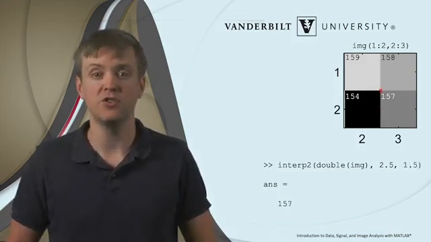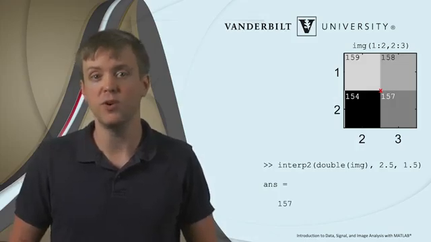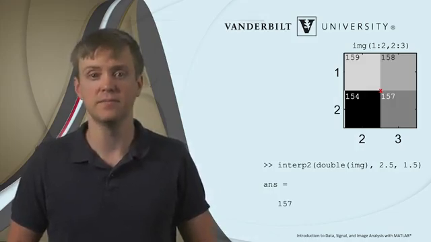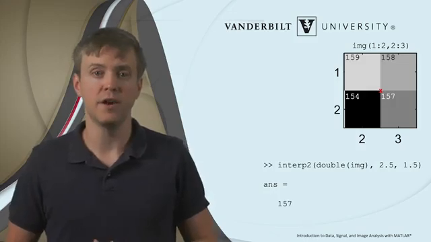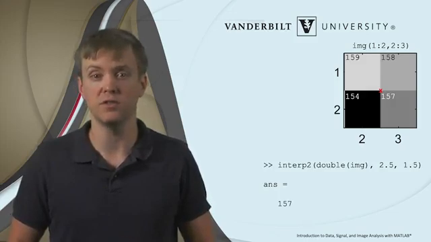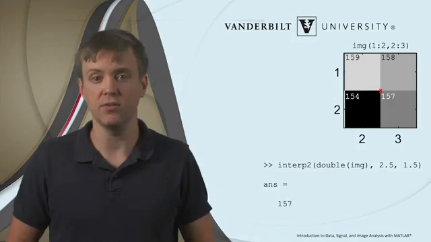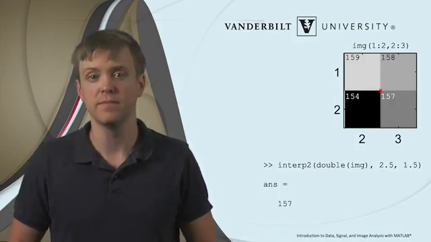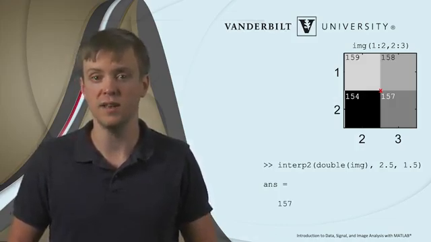Next, if we go off integer coordinates for both the rows and columns, at column coordinate 2.5 and row coordinate 1.5, we get 157. Why is this? Row coordinate 1.5 and column coordinate 2.5 are equidistant to the centers of all 4 of these pixels. So 2D linear interpolation computes a weighted average of the 4 pixels with equal weights because they are equidistant. This gives us the arithmetic mean of the 4 pixels, which is 157.